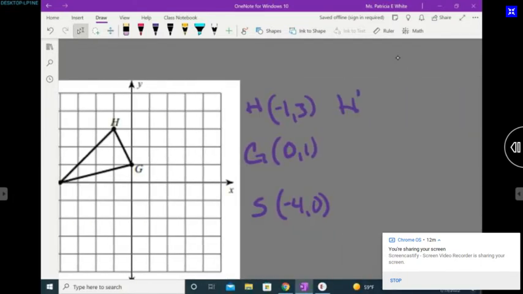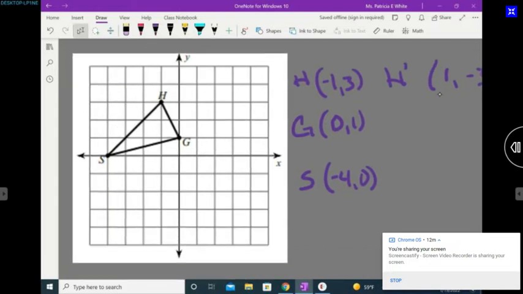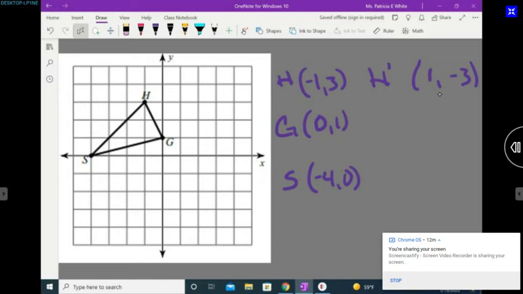What's H prime? +1, -3. Where is H at? What quadrant is H in? Quadrant 2. If I'm going to move at 180, it's got to move to what quadrant? 4. So would 1, -3 end up in quadrant 4? Yeah. Right 1, down 3, H prime.